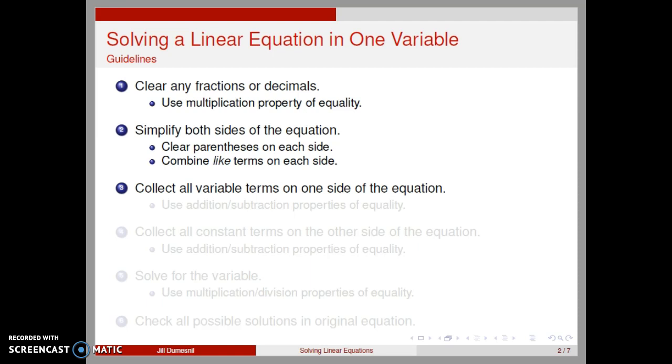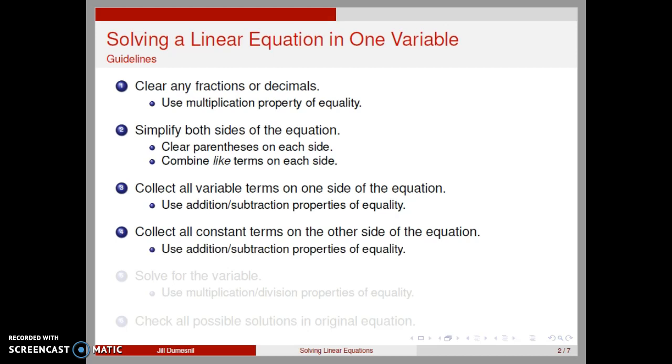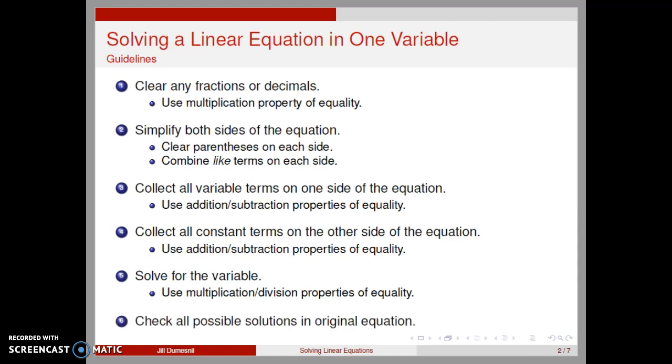Then, collect all variable terms on one side of the equation by adding or subtracting the appropriate quantities on both sides. Collect all constant terms on the other side of the equation, again by adding or subtracting appropriately. Finally, solve for the variable by using the multiplication property of equality. And remember, you should always check all possible solutions in the original equation.